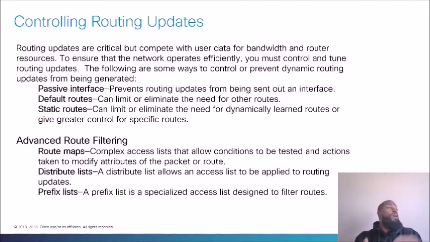If you just have a default route, I don't know how to get somewhere, so let's just take this road to get out of our neighborhood. You do that and not have any other routes, that minimizes your routing table. Static routes can also limit or eliminate the need for dynamically learned routes or give greater control for specific routes. So static routes, you have lower administrative distances when you do it. They're reliable routes because you put them in. This is a route that is static. It's not going to change. That's what the word static means.